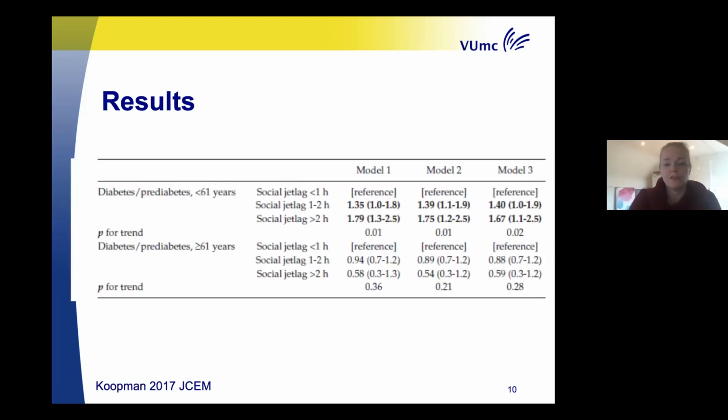So what we saw is the following: when you look at, for example, diabetes, we saw that people who have a jet lag of more than 2 hours have a 1.8 higher chance of having diabetes compared to those who don't have a social jet lag. It's about a 2 times higher chance of having diabetes when you are this irregular sleeper.